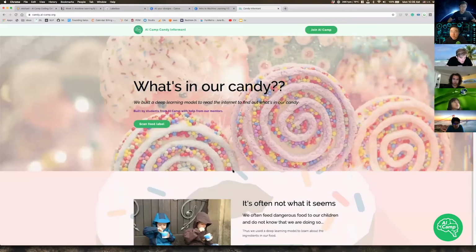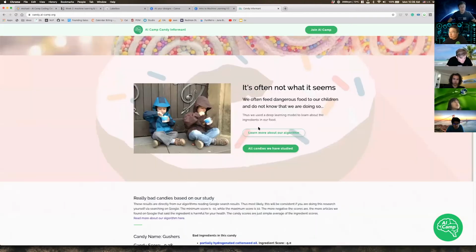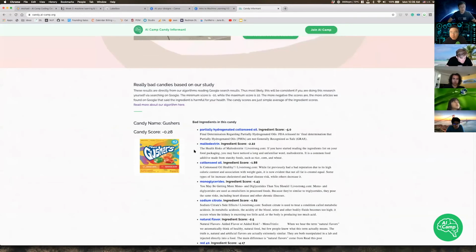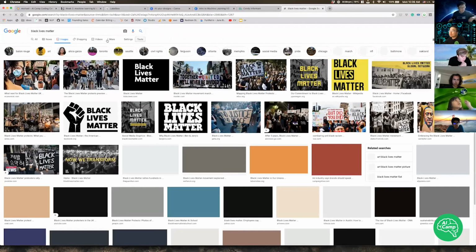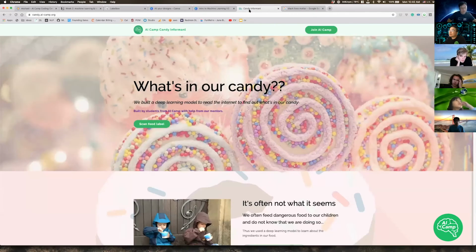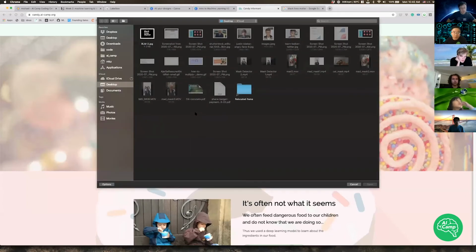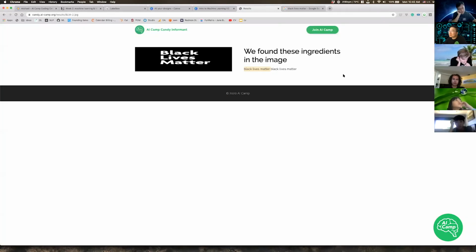This is one of the things that our students built. It's called the Candy Informant. Basically they did research on candy and gave every single candy a numeric score. Then they have all these bad ingredients, and we rated them. So it's like machines read hundreds, thousands of these articles and give a numeric score. So we're going to find some images and posters, maybe this one. And then this Candy Informant can actually do OCR. Did you see that? Black Lives Matter. OCR means optical character recognition, right? You can have even more complicated stuff. You can read out this.